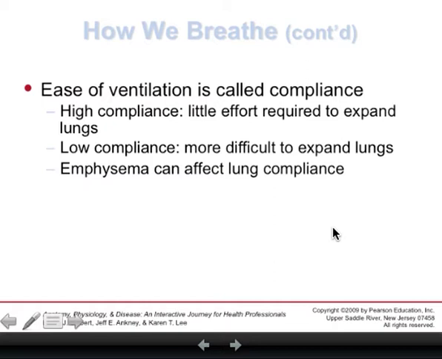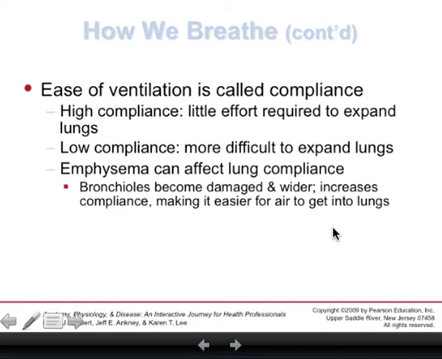Emphysema can also affect lung compliance, and you might ask how, and the answer is it creates scar tissue inside the lungs that does a couple of things. One, it causes the lungs to become less compliant, less stretchy, and in addition to that, it damages the alveoli and takes away from surface area that's necessary for gas exchange. Bronchioles become damaged and wider. This increases compliance. It makes it easier for air to get into the lungs.